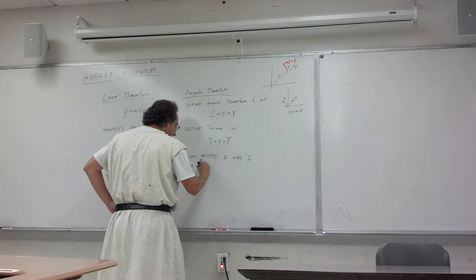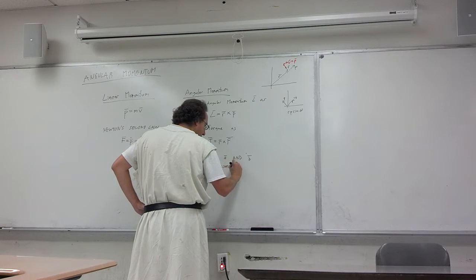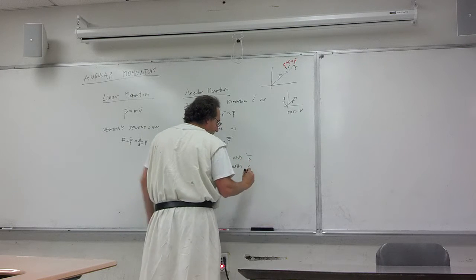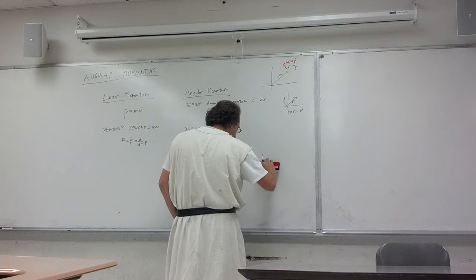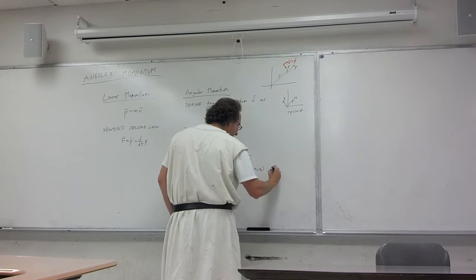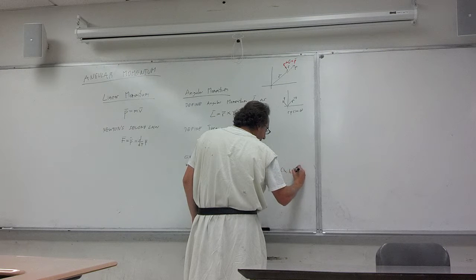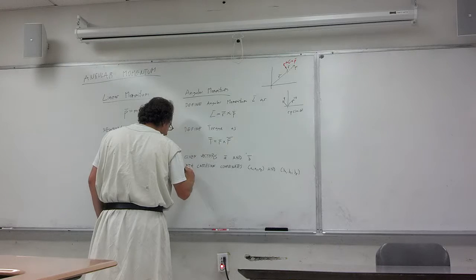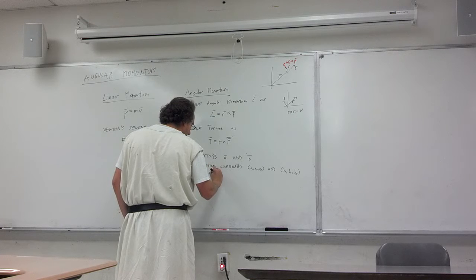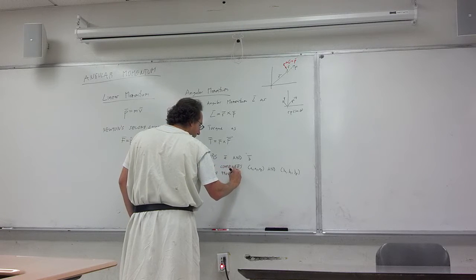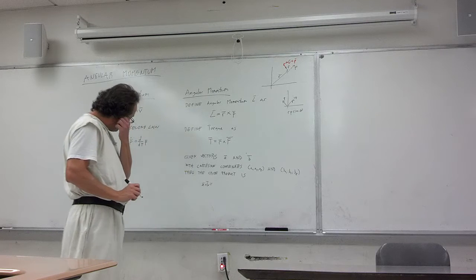with Cartesian coordinates, let's call it AX, AY, AZ, and BX, BY, BZ, then the cross product is A cross B. And you can write this in a couple different ways.